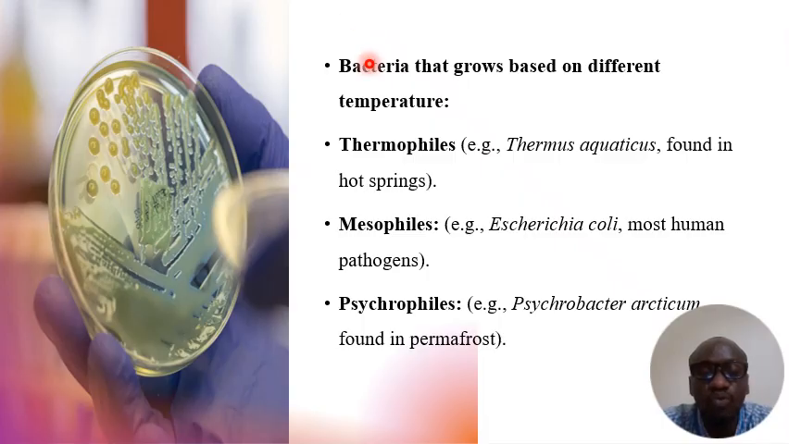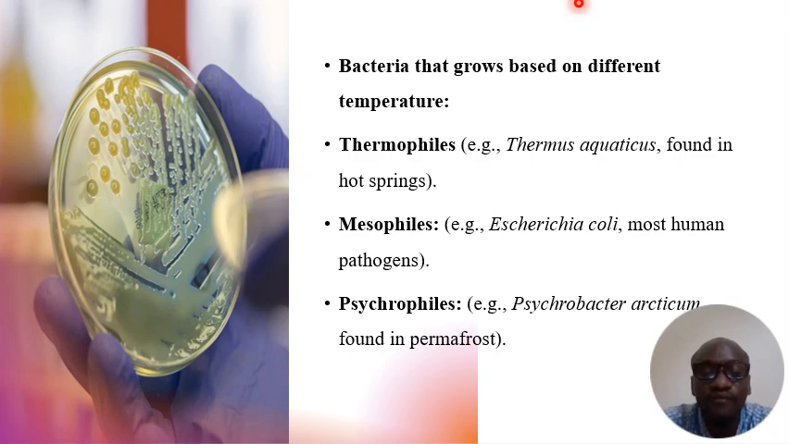But for temperature, we have thermophiles. Thermophiles are organisms that are found in hot springs. They grow best from 45 degrees to 80 degrees. They are found in extreme heat environments like hot springs, like I said, and we have Thermus aquaticus, which is known for its heat-resistant enzyme used in PCR. We use its enzyme in molecular biology.